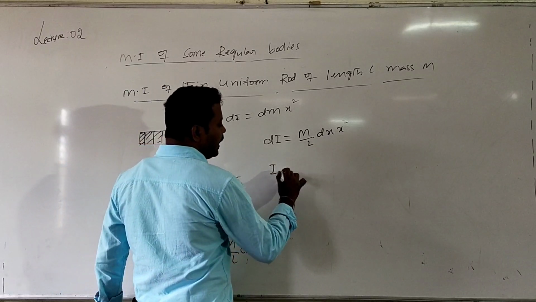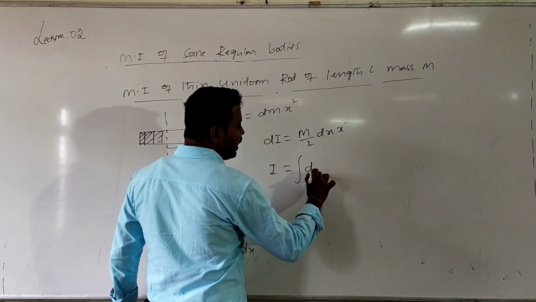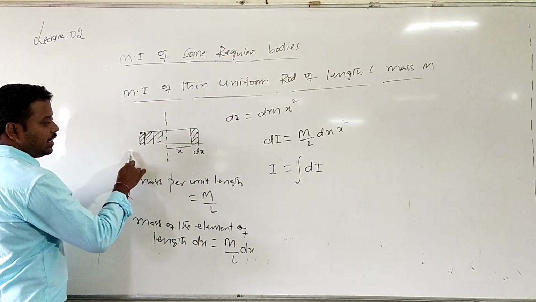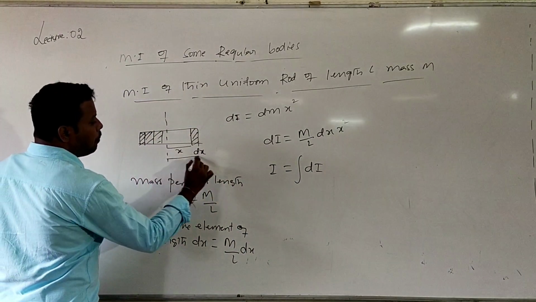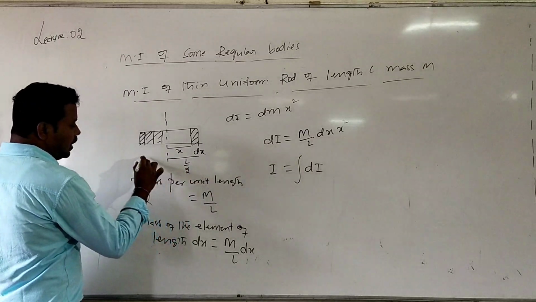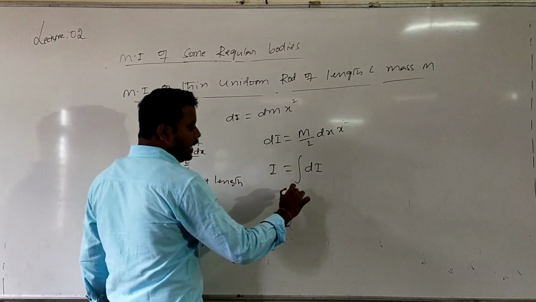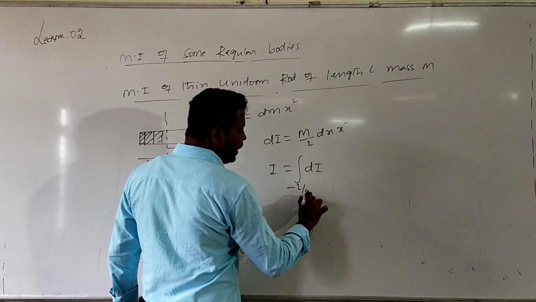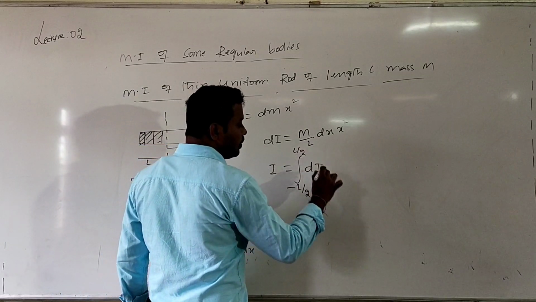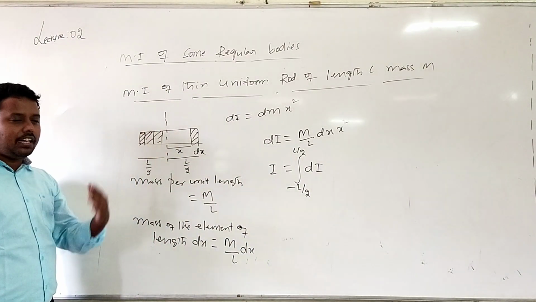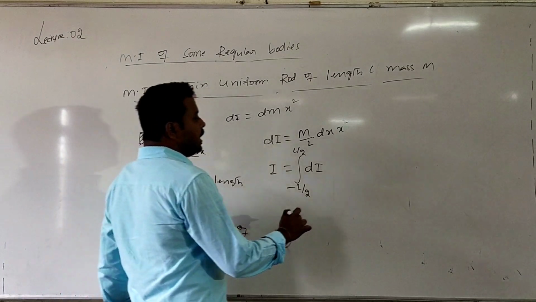If I want to calculate I, so integration of dI. Integration limits: this element may be on this side or this side. If it is on this side, the maximum distance is L by 2. On this side, the maximum distance is L by 2, but minus L by 2. Here the integration limits are lower limit minus L by 2, upper limit plus L by 2. Why have I written the minus limit? Left side of the origin, right side of the origin. So can I apply integration?